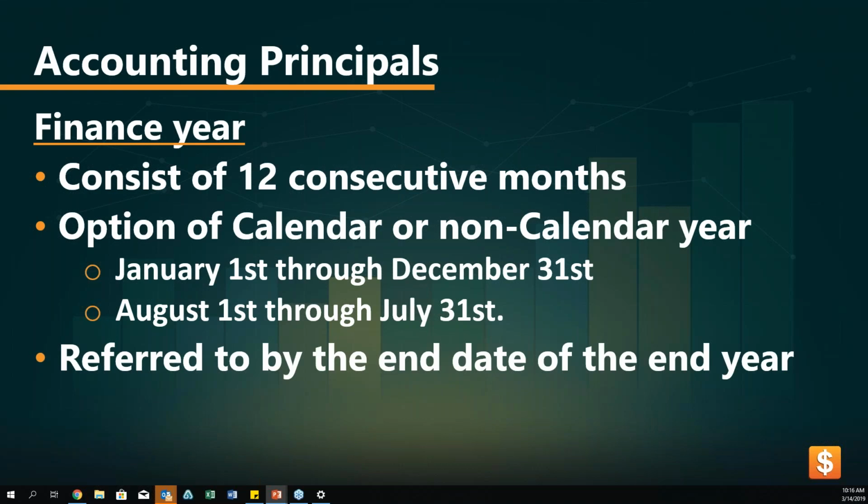And these are referred to by the end date of the year. So when you're speaking of a calendar year, you'll say, hey, that's finance year or fiscal year 2019. Or if it's a non-calendar year and the year ends in the following year, 2020, you'll say, hey, this is fiscal year 2020. So it is spoken of by the end year, where the finance year ends.